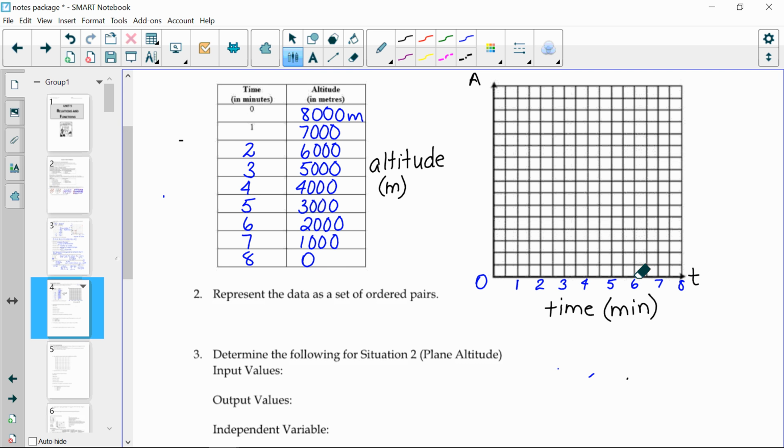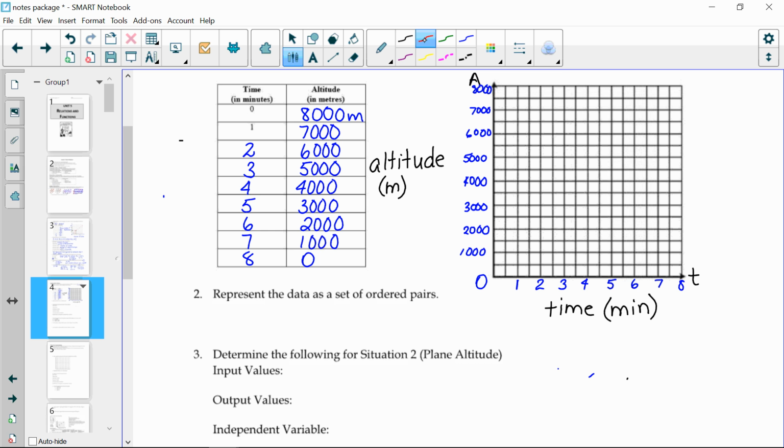So now our altitude, I'm going to do the same thing. I'm going to skip every other one, so I'm going up by 500. So it's going to be 1,000, 2,000, 3,000, 4,000, 5,000, 6,000, 7,000, and 8,000.